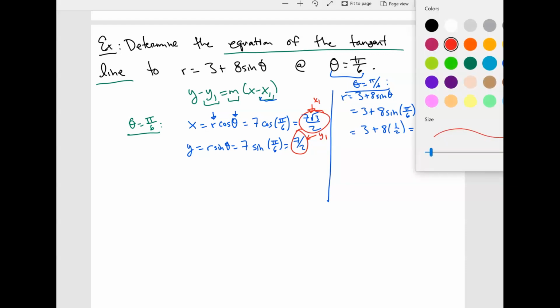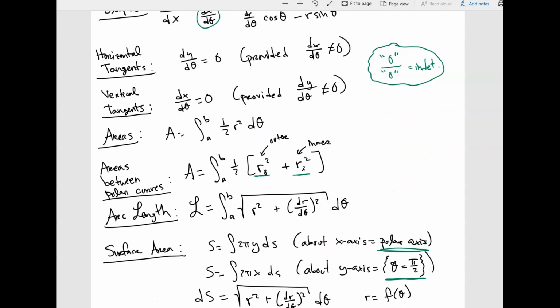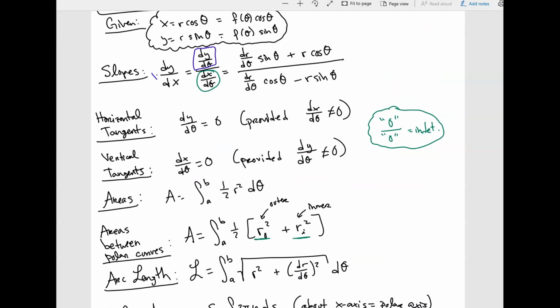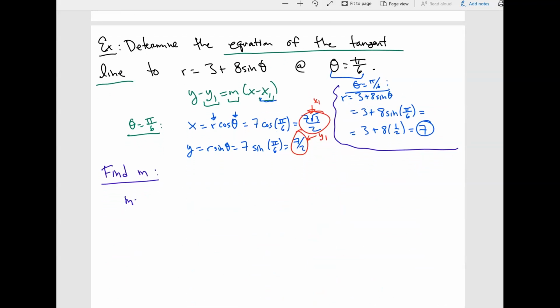Now what we want to find is my m, my slope. We know the formula for the slope, which is given to us up right over here. This is how we find the slope, dy over dx. So m is equal to dy over dx, which is equal to dr over d theta sine theta plus r cosine theta, divided by dr over d theta cosine theta minus r sine theta.